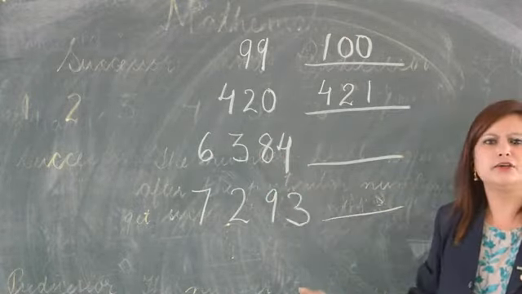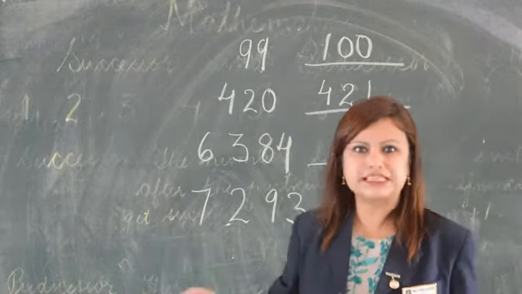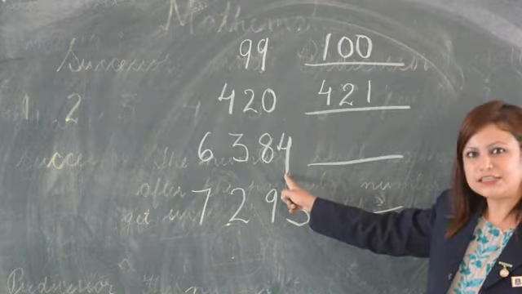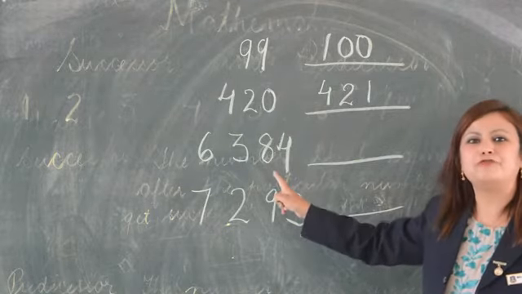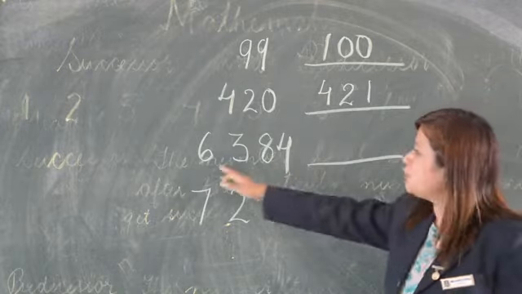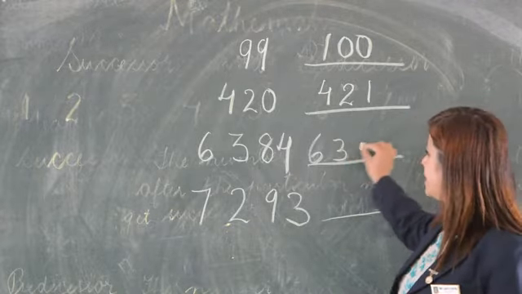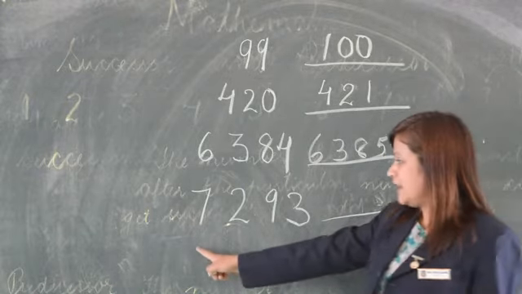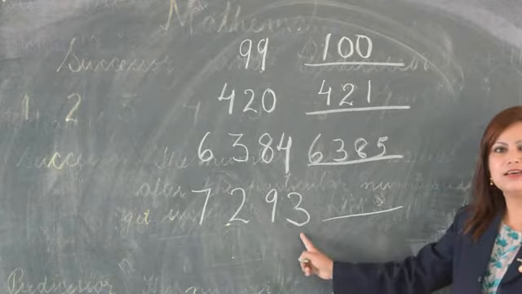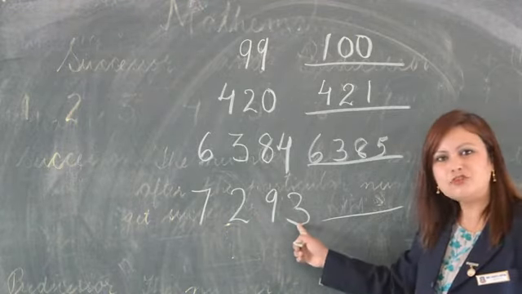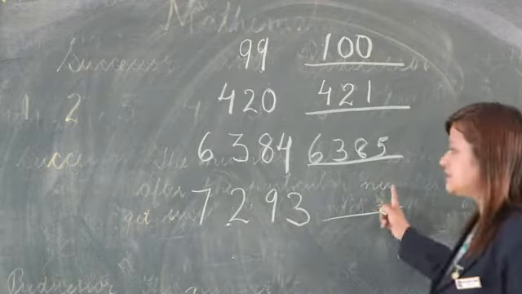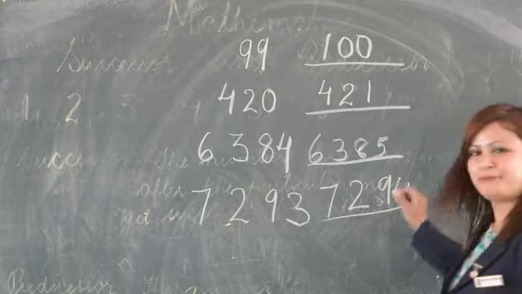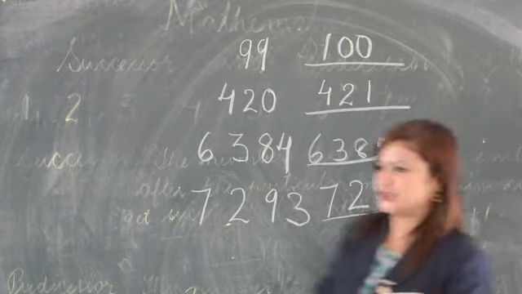So the next number is 6,384. Don't get confused when you see the big number. The big number will scare you, isn't it? Just see the last digit. What is here? 4, isn't it? So what comes immediately after 4? 5, yes. Now copy the same number, 6,385. Got it? Now likewise, 7,293, isn't it? So what comes immediately after 3? 4, isn't it? So your successor will be 7,294. Okay, children?